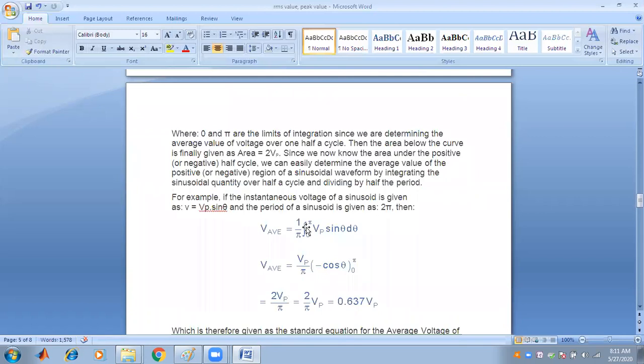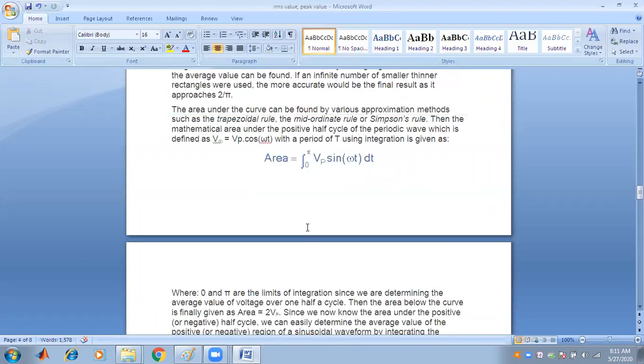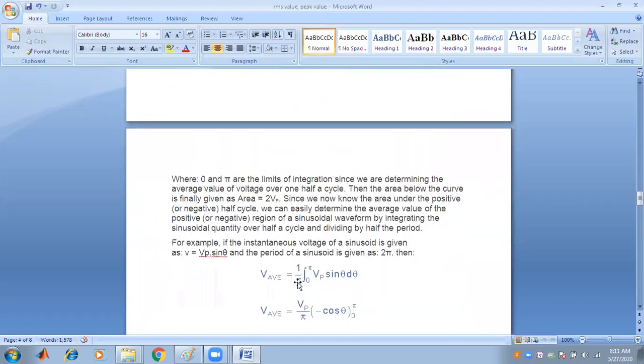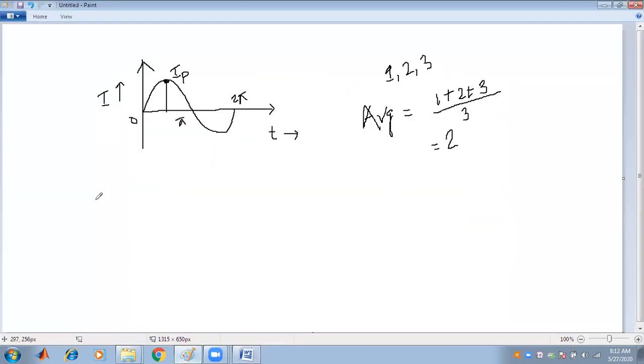So what is the total summation of the value? So what is the average? It will be given by 1 by pi. We have to divide it by 1 by pi. Let's do it. For that, we have to calculate the average value, say I average. We have to calculate the I average.